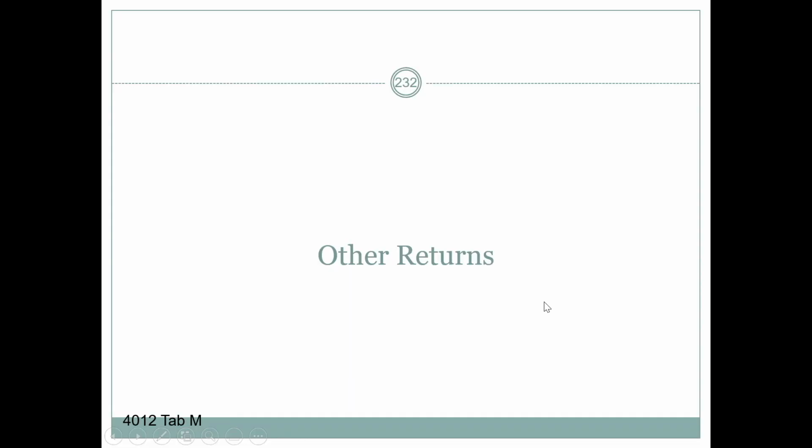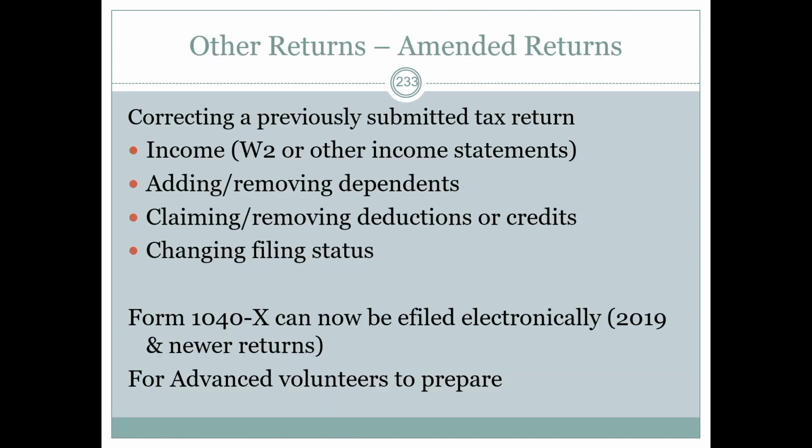Some other returns, and this is in the 4012 tab M. So we have other returns, which are what we call our amended returns. This is correcting a previously submitted tax return, so correcting the original or first tax return that has been transmitted for that year.